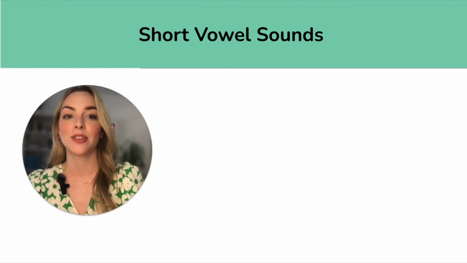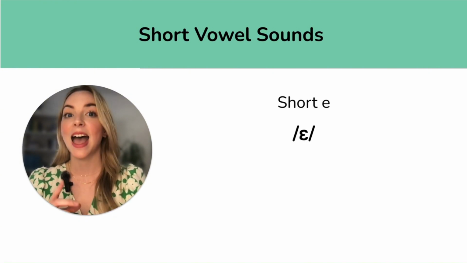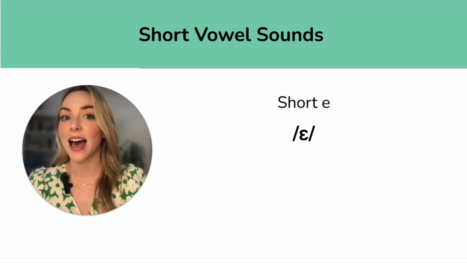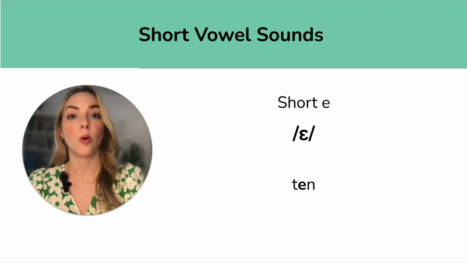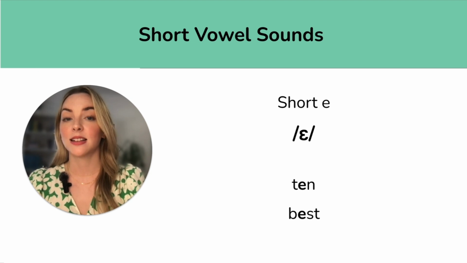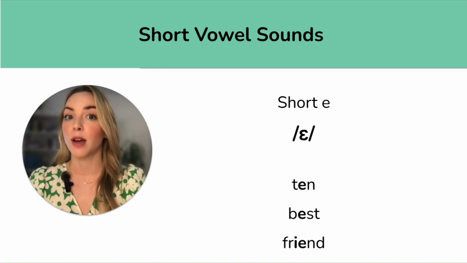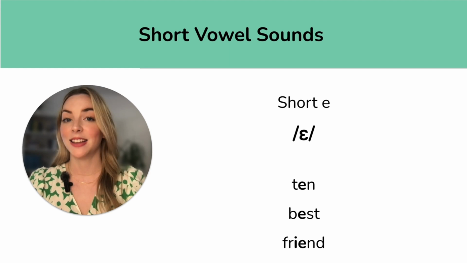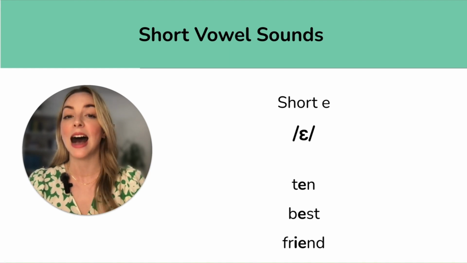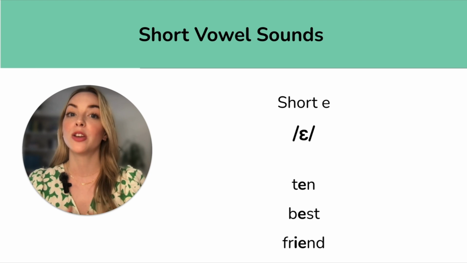Next up, we have short E, as in the word ten. Ten. Or best. Best. Again, it's not always going to be represented by the letter E, as in the word friend. Friend. Again, the vowel combination here is IE, but we have the short E sound.